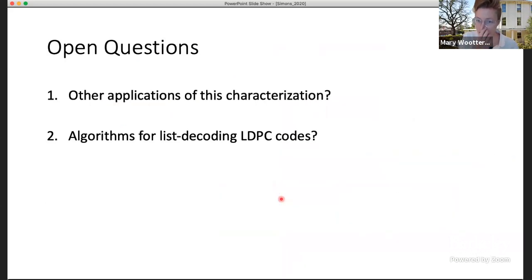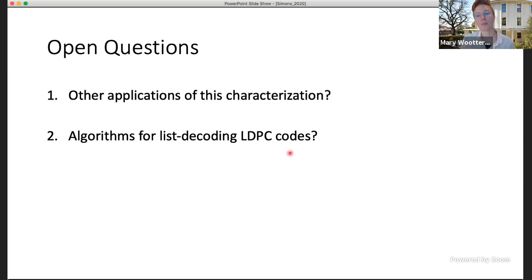Cool. Okay, so let me conclude with just a couple of open questions. The main open question, I think, is what are some other applications of this characterization? I mentioned three and discussed one in detail, but all of these applications are to error correcting codes, because that's what I think about most of the time. I'm sure this audience would have different ideas of applications, and I would love to hear them.